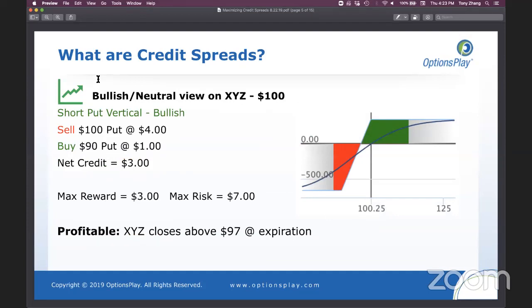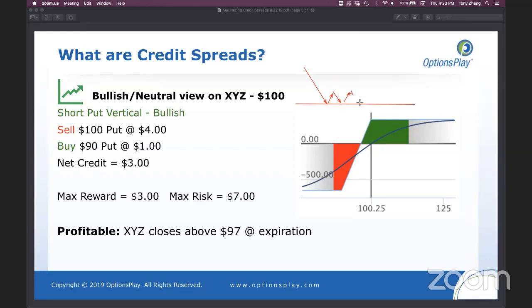To teach the concepts, I always like to use stock XYZ trading at $100. In this particular case, let's say I have a slightly bullish to neutral view on stock XYZ. A good example of this is if the stock is trading around $100 or so, maybe just near a $100 support level. I basically feel that the stock has reached this support level and it's just going to stay somewhere around this level, meaning I'm not too bullish on it, I'm not too bearish on it, but I certainly don't believe that this stock is going to continue moving substantially lower below that $100 support level.